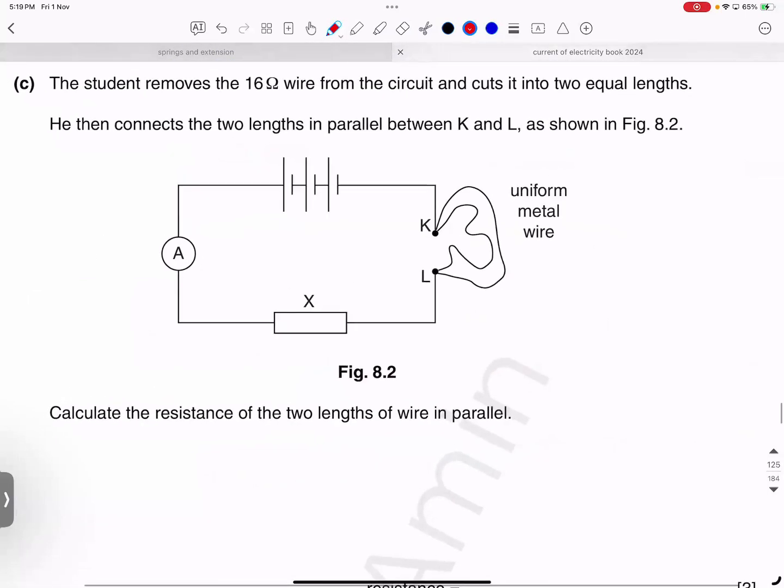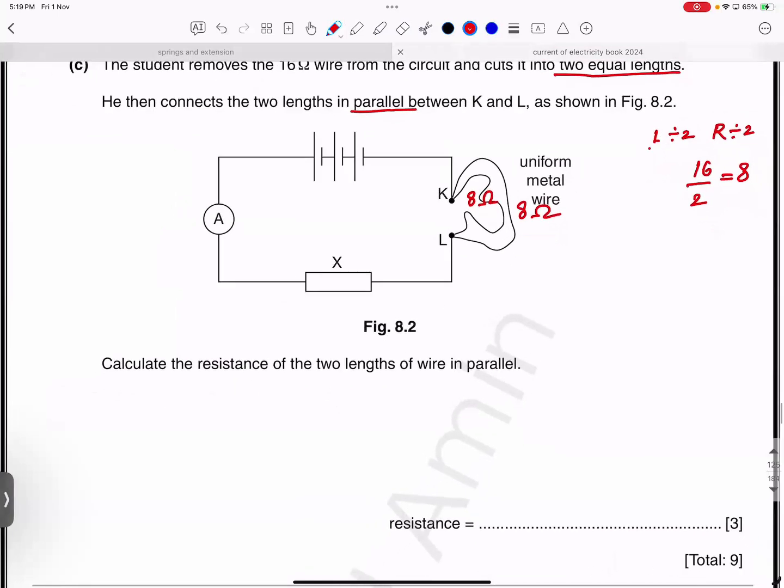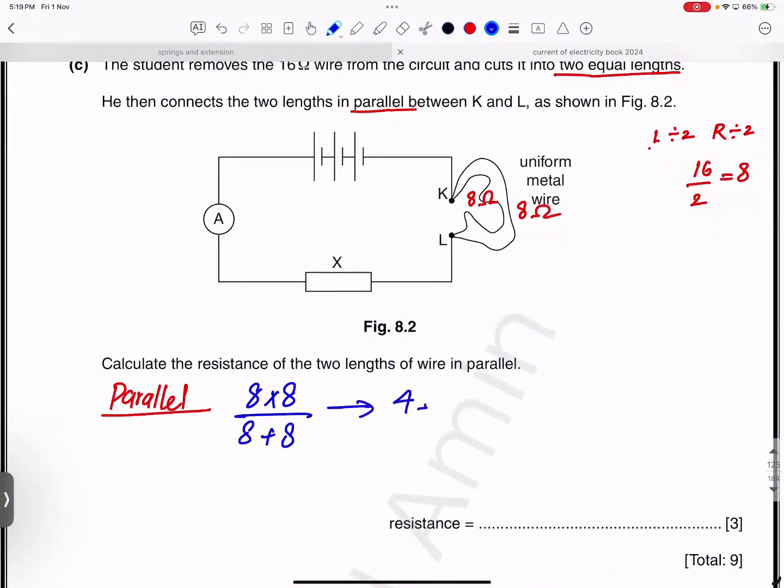The same wire is cut into 2 equal halves. Two equal halves. So if length is divided by 2, resistance will also be, so 16 divided by 2, 8. So first wire is 8 ohms. Next wire is also 8 ohms. And now they are what? Parallel. So let's go for parallel. The 2 wires are now parallel. So 8 times 8 over 8 plus 8, which equals 4 ohms.